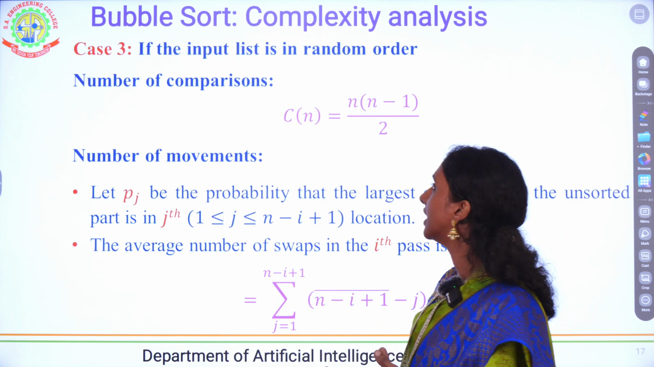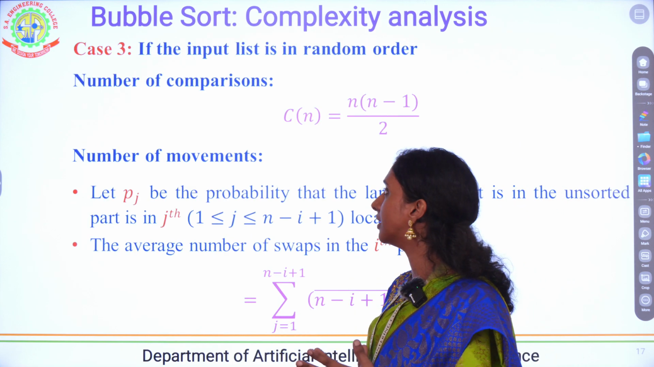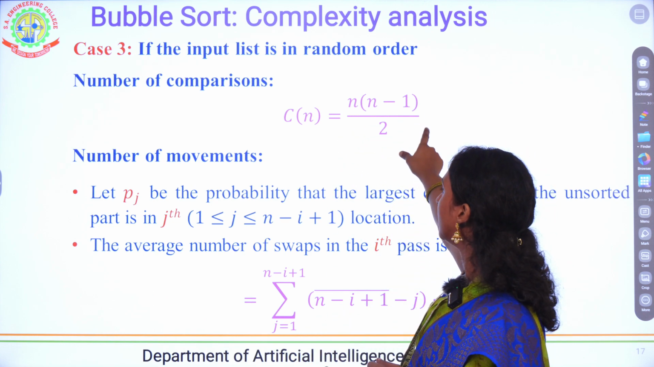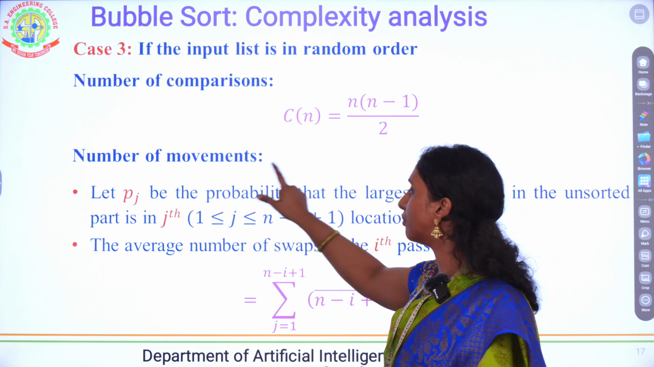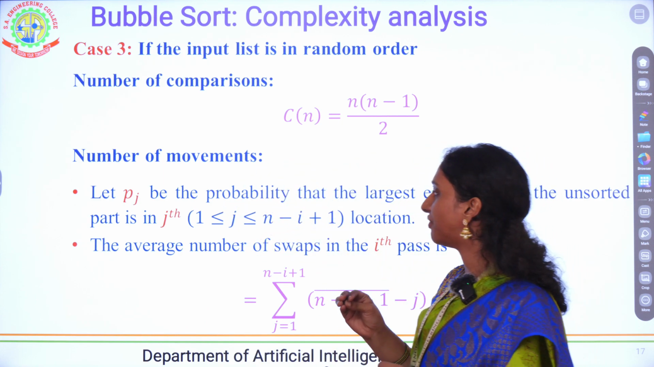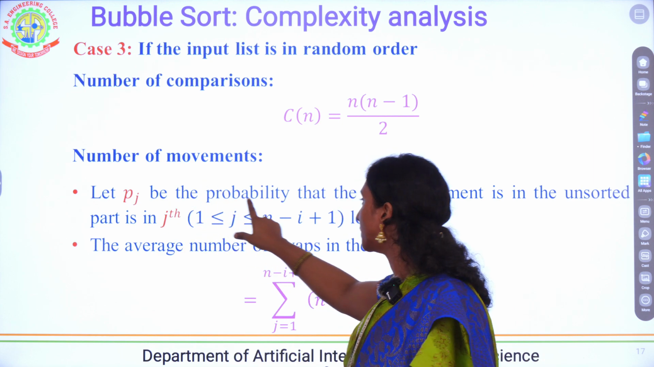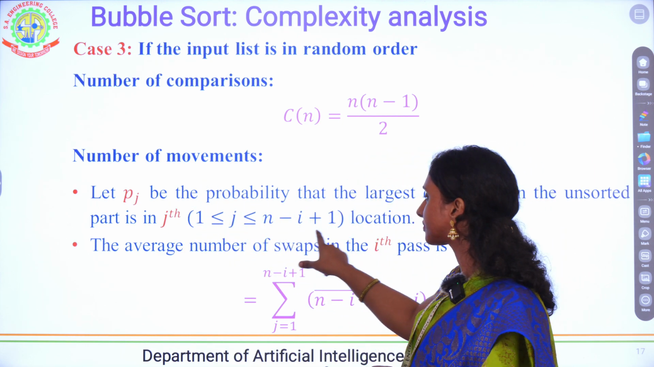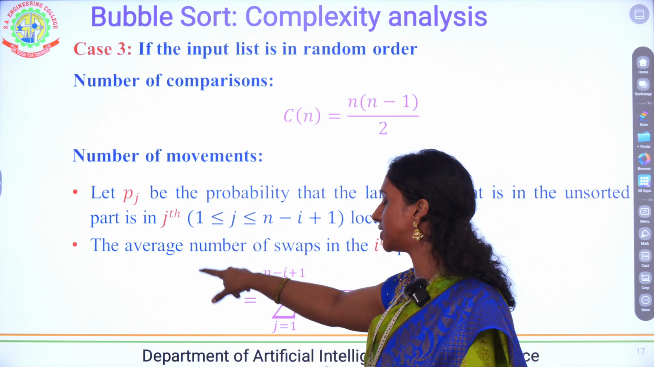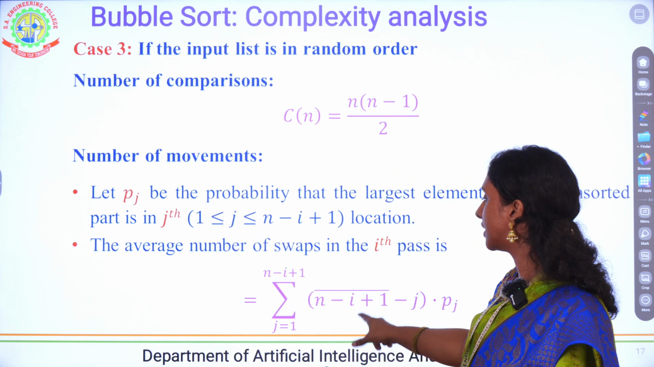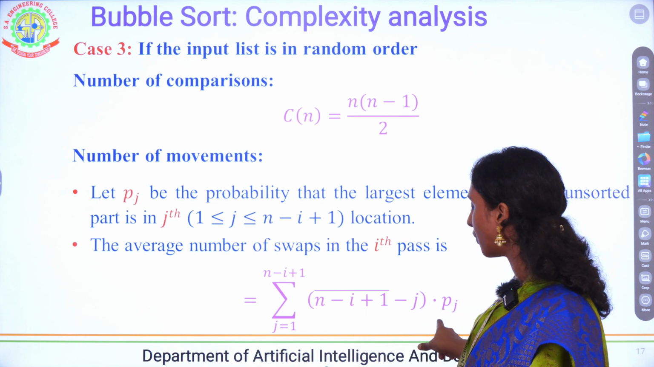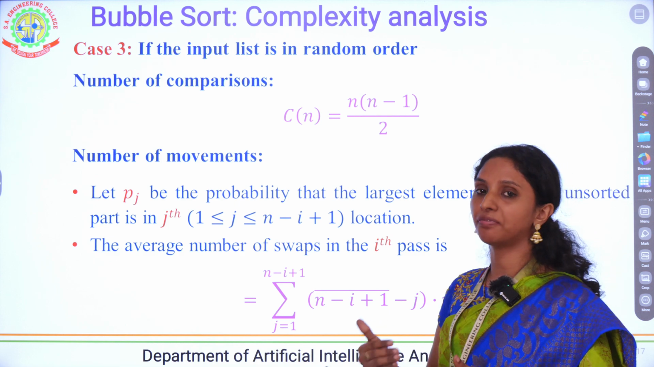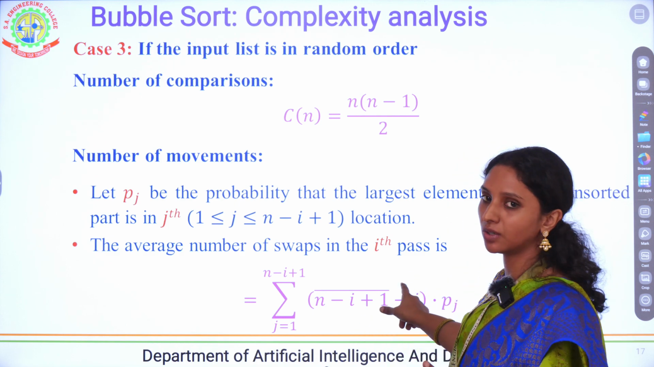In the third case, the input is in random order, and the number of comparisons can be given by C of n equal to n into n minus 1 by 2. For the number of movements, if we consider Pj is the probability that the largest element in the unsorted part is located in the jth location, then the average number of swaps in the ith pass is given by this formula, where n minus i plus 1 represents the number of positions to be considered in the pass.